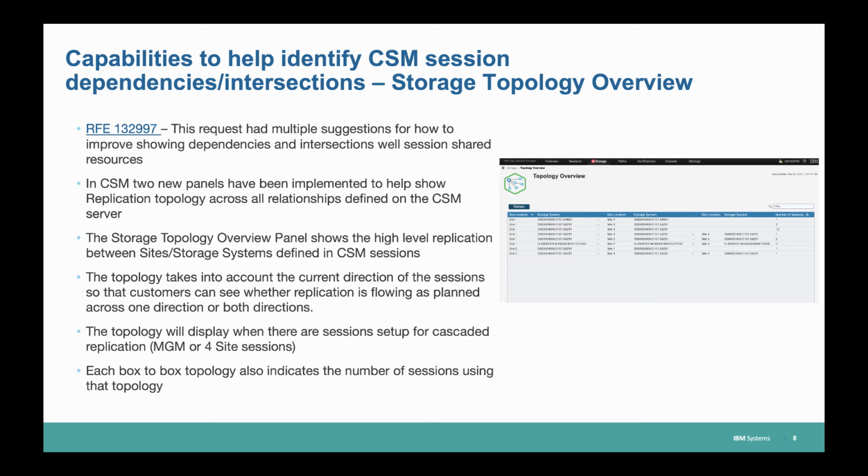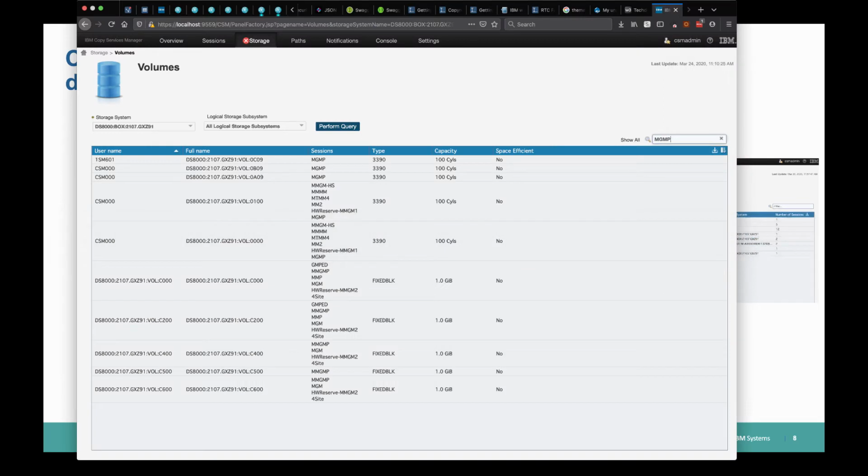So if you are going from site 2 to site 1, or from Chicago to Denver, you're going to see that in this panel, and you'll see the storage systems that are in the direction of those relationships. In addition, you'll see 4-site relationships in terms of the cascaded set of relationships. So you'll be able to see 3 and 4 site, either MGM or the actual 4-site sessions, you'll be able to see the cascaded nature of the replication from the first site to the second site to the third site.